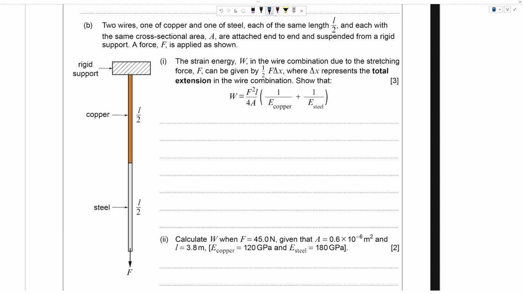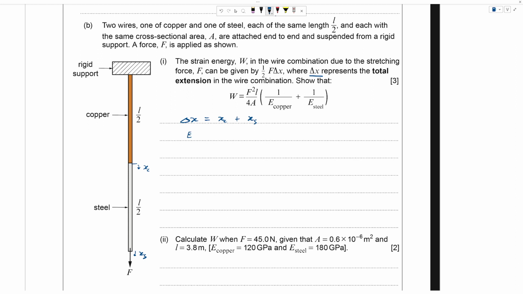So I think the starting point here is to suggest that this total extension represents the sum of the extension of the copper. It's going to extend by xc, I'll call it, and the steel is going to extend by xs. So I think my opening gambit would be to suggest that the change in length is equal to the sum of extension of copper plus extension of steel. Then we're going to have to come up with an expression for each of these.